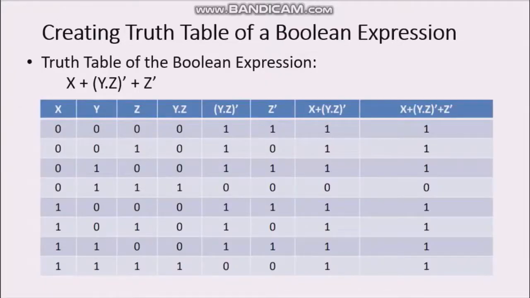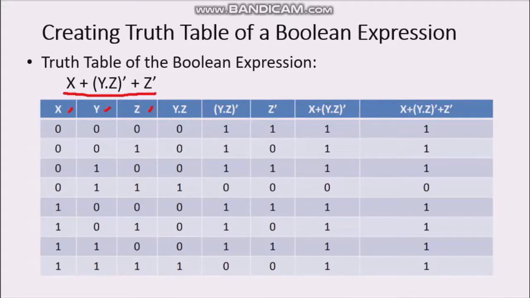Then in the examinations you can have a question where you will be given a boolean expression and you will be asked to create a truth table for it. Let us say the boolean expression is x plus y dot z whole bar plus z bar. You have to make a truth table for this expression. First of all you find out how many different variables are there in the system. There are 3 variables, x, y and z. So you will write x, y and z.